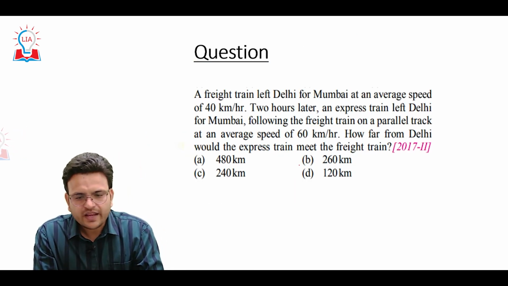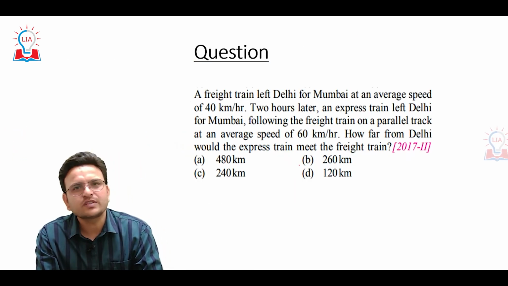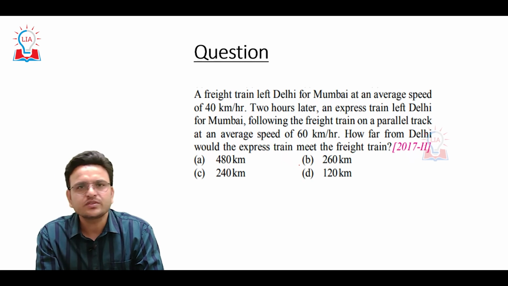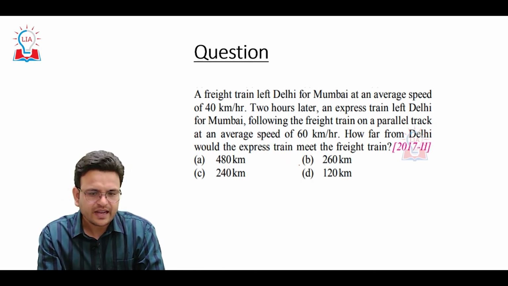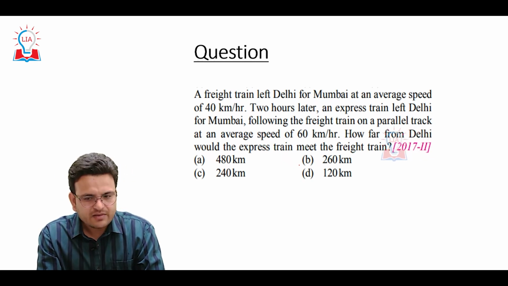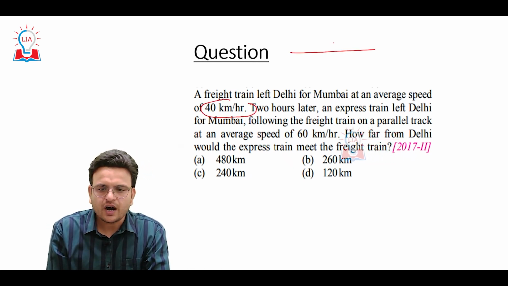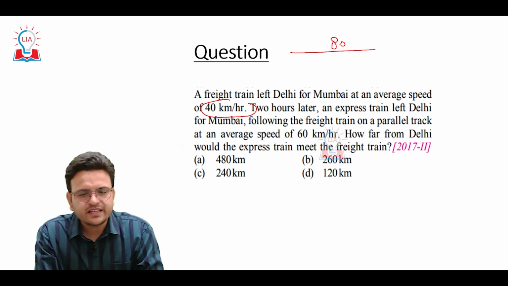Okay, so here is one more question. You can pause the video whenever you see a question. Please pause the video. You have to solve it yourself and then you have to see the solution. A freight train left Delhi for Mumbai at an average speed of 40 km per hour. 2 hours later, in 2 hours, the freight train will cover 80 km.